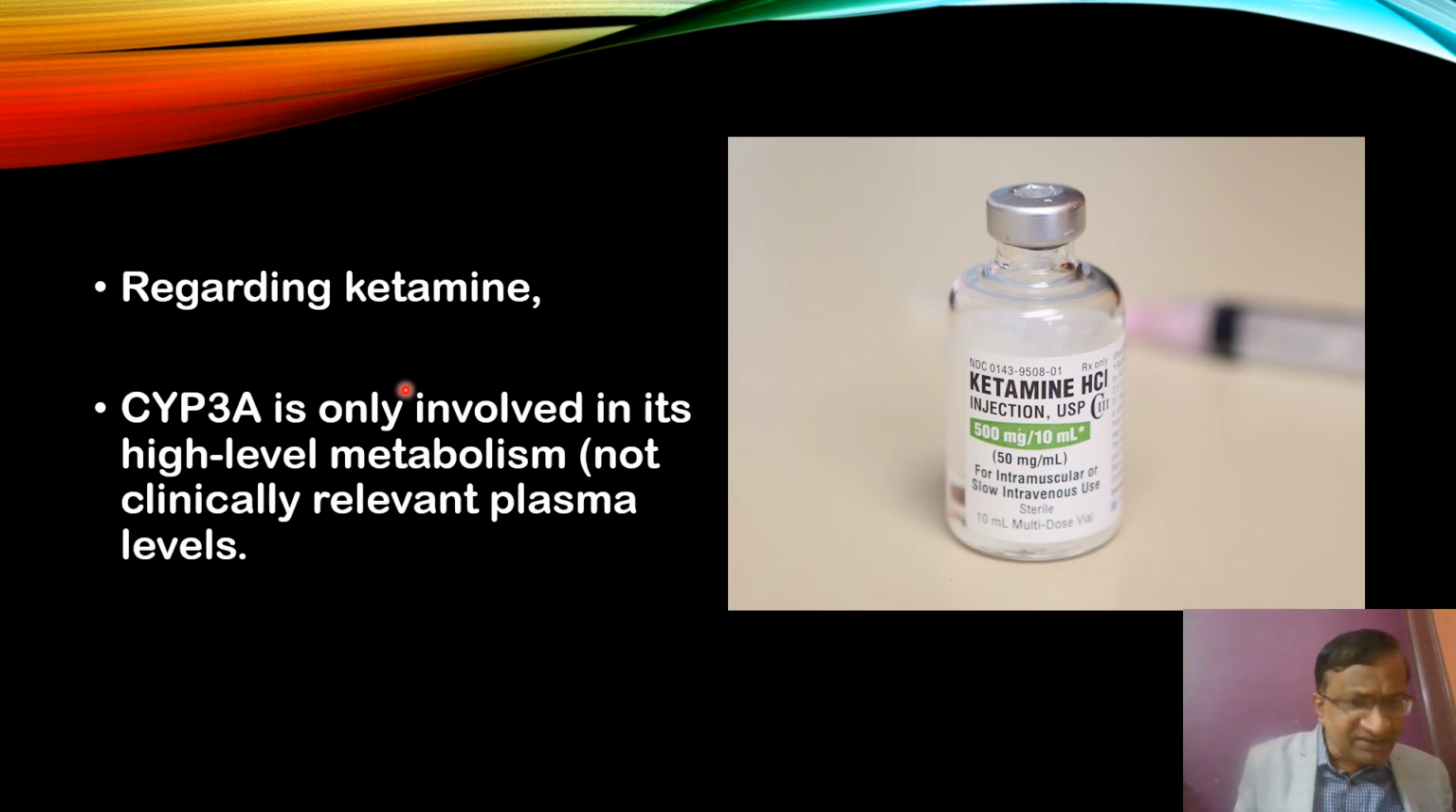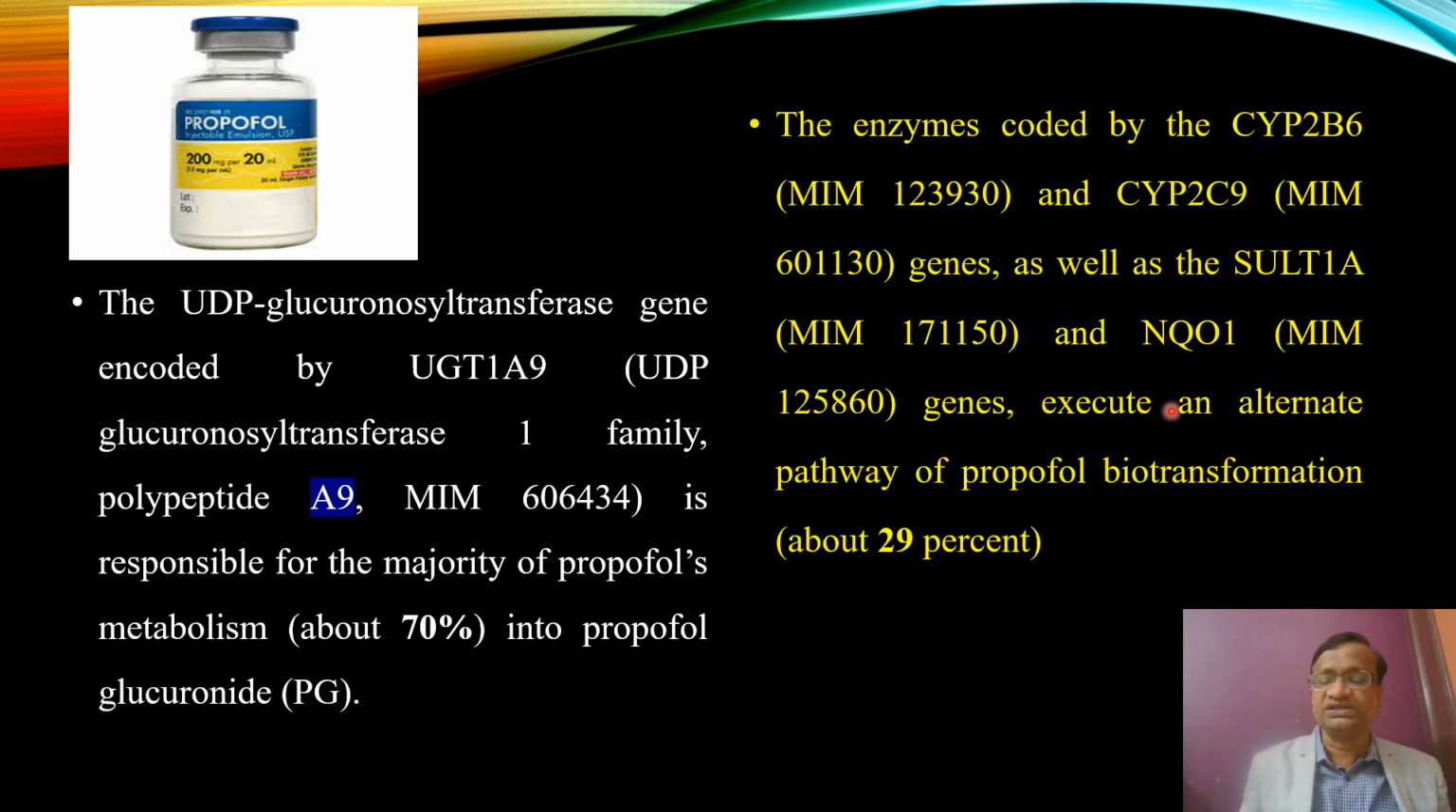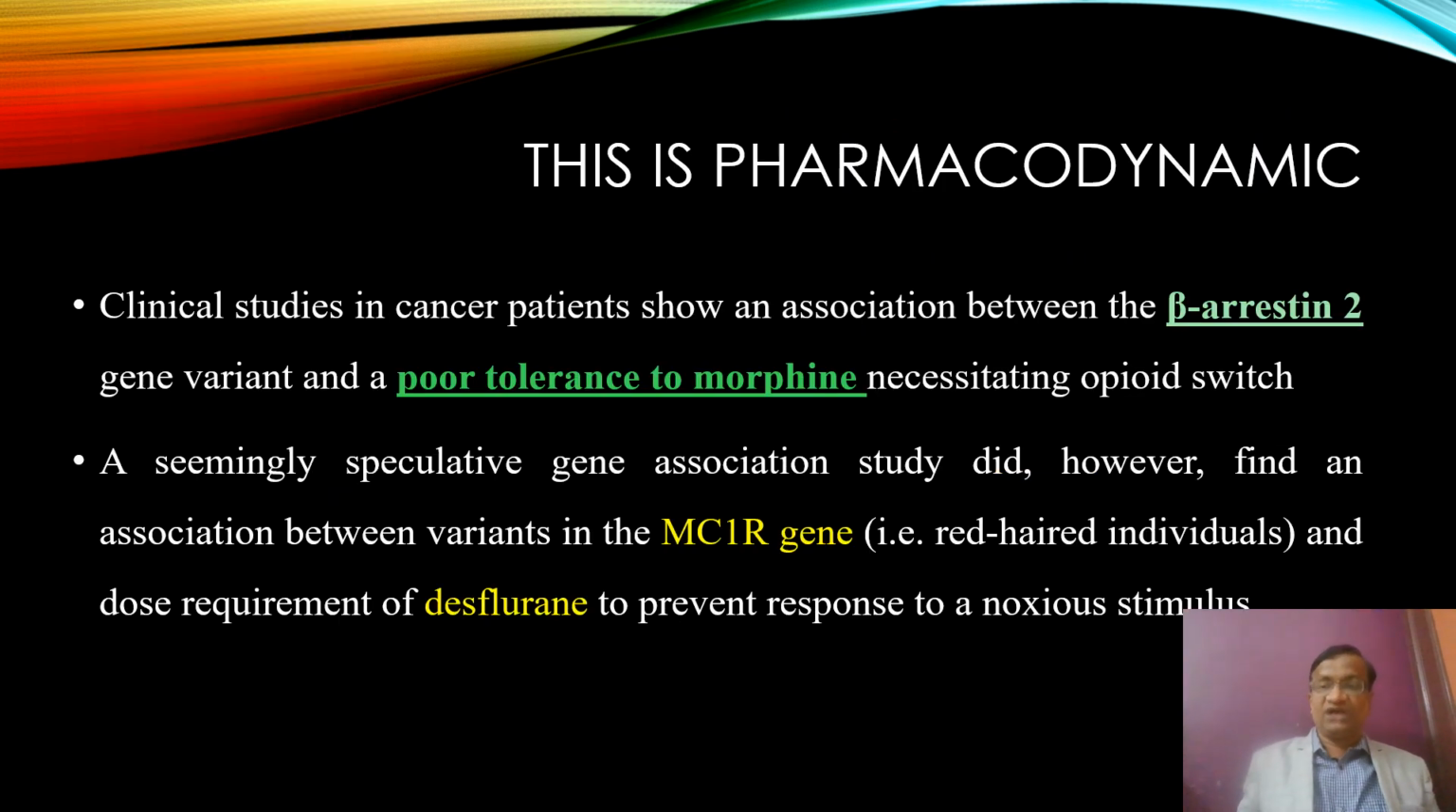Regarding ketamine, CYP3A is involved, but clinical evidence is not proved yet. But propofol, you see, is metabolized 70% by this family, this gene, and 29% by this gene and this family. If there is any problem, the propofol metabolism is changed. Now what we have told is pharmacokinetics. They are all metabolizers, first pass metabolism, cytochrome P450.